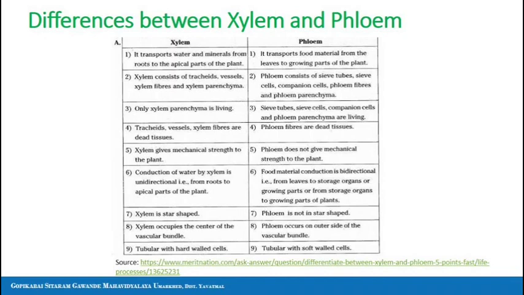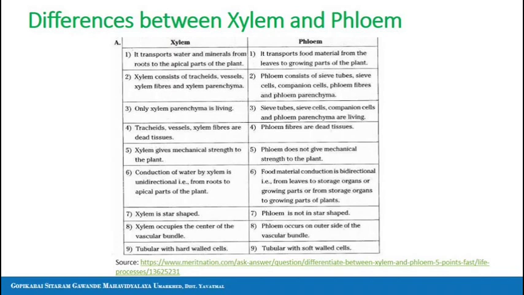Now this xylem parenchyma is living, and in phloem, sieve tubes, sieve cells, companion cells and phloem parenchyma all are living. So this xylem is dead tissue, while phloem is generally regarded as a living tissue. Then the tracheids, vessels and xylem fibers are dead, while in phloem all the cells are living in nature, that is the sieve tubes, sieve cells and companion cells are living in nature. Xylem gives mechanical strength to the plant while phloem does not.